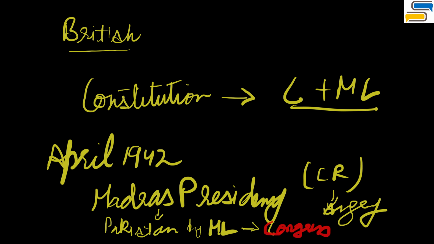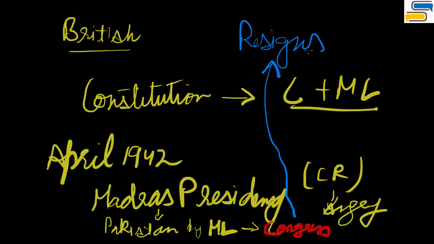And because of this, because nobody is happy with this, C Rajagopalachari is left alone. And what happens, on the advice of Mahatma Gandhi, C Rajagopalachari resigns from the Congress, and thus he does not take part in the Quit India movement, and thus he is not arrested. So that is how there are people who are not taking part in the Quit India movement. We are discussing what these people were doing.